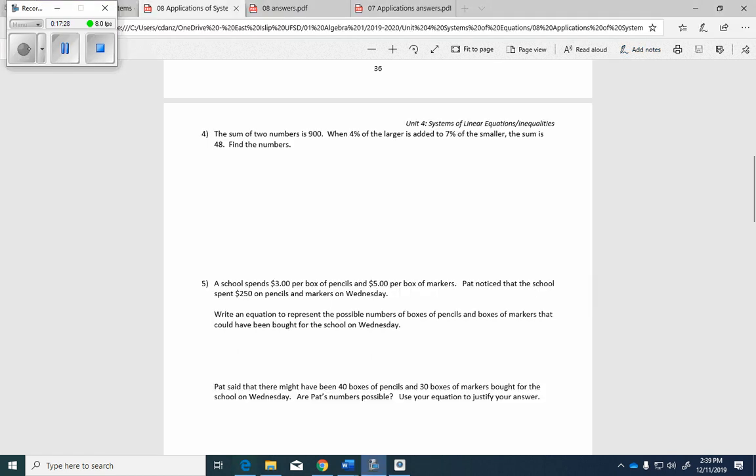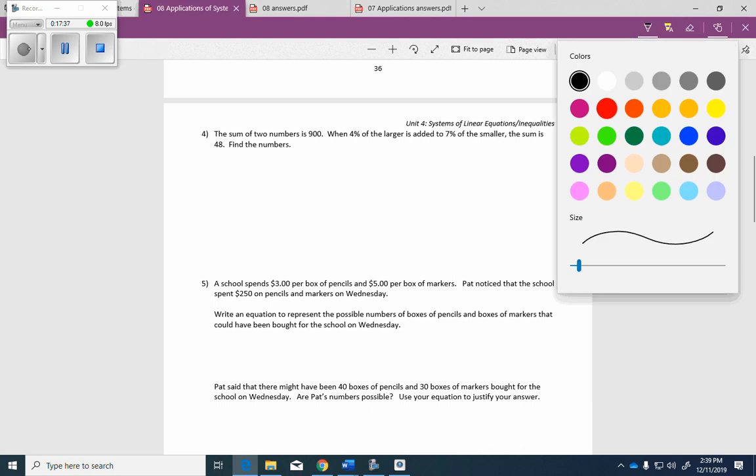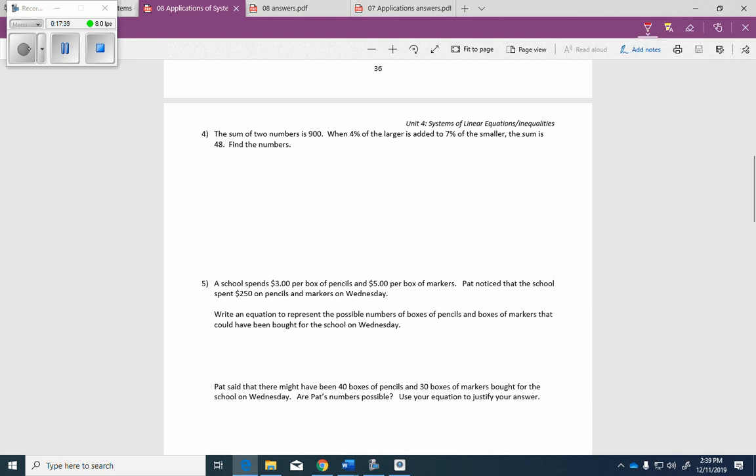So now I'm on page 37, number 4. The sum of two numbers is 900. So I need two numbers. If you continue reading, it says when the larger is added to the smaller. So I'm just going to randomly choose. I'm going to let x equal the larger number and y is the smaller.